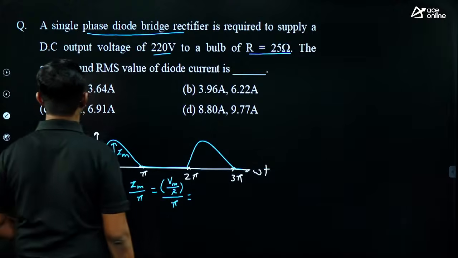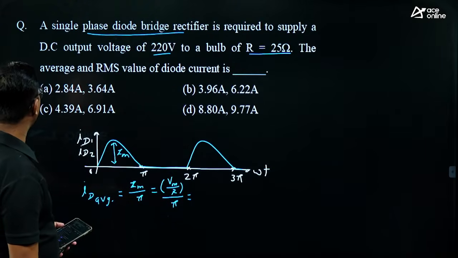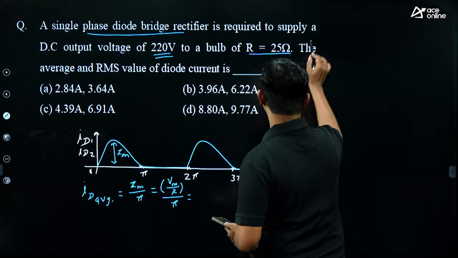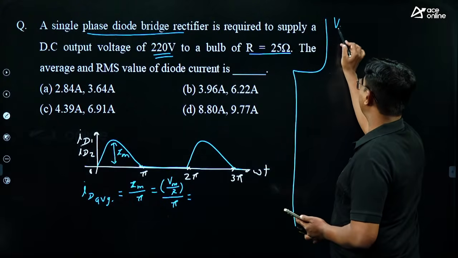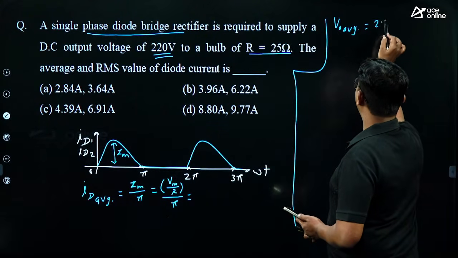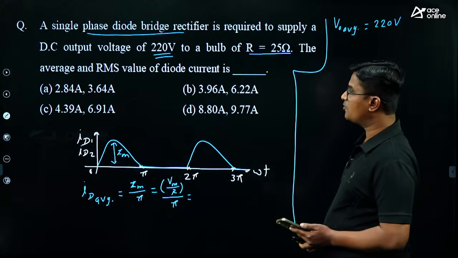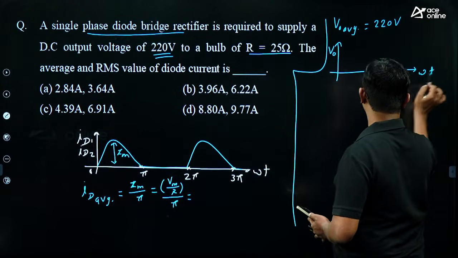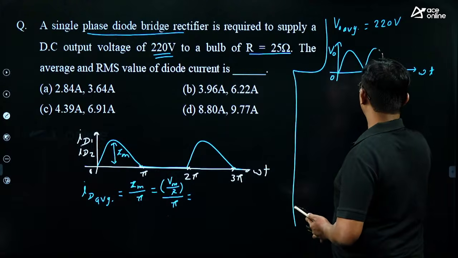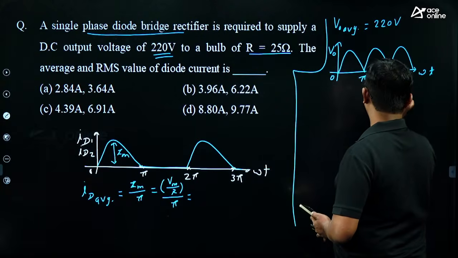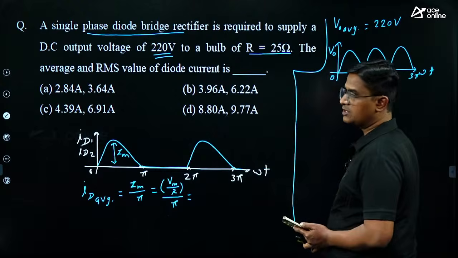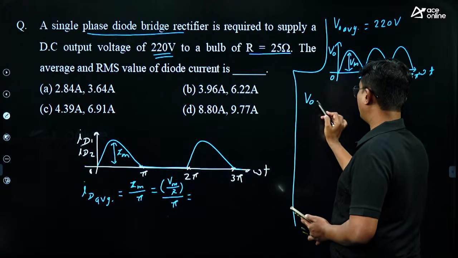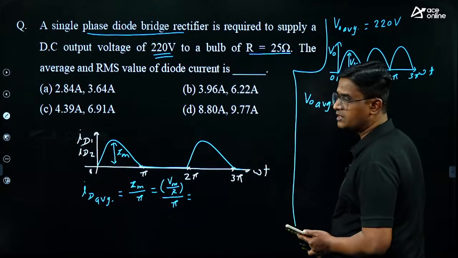Here it is given that the single phase diode bridge rectifier is to supply a DC output voltage of 220 volt. Means here they are saying DC output voltage V0 average is equal to 220 volt. Now how is your DC output voltage waveform? It is like this: 0, pi, 2 pi and 3 pi. Bridge rectifier. What is the peak value of your output voltage? It is Vm. So can I write for this waveform V0 average equal to 2 Vm by pi.